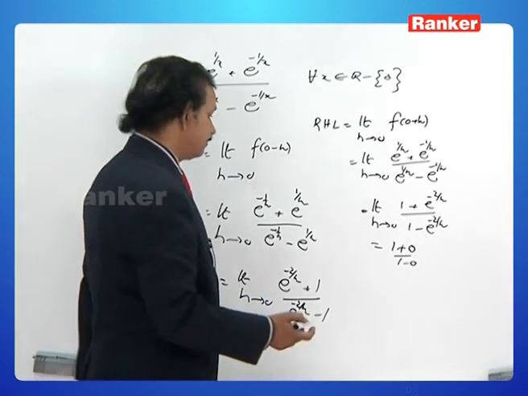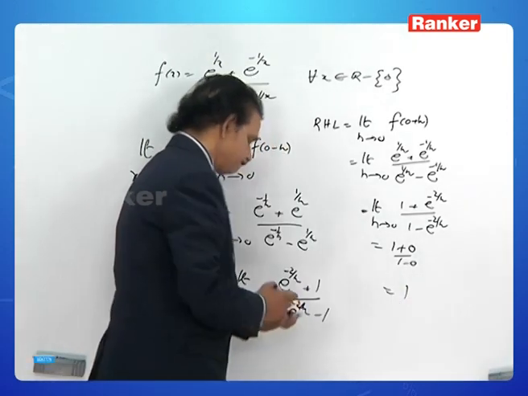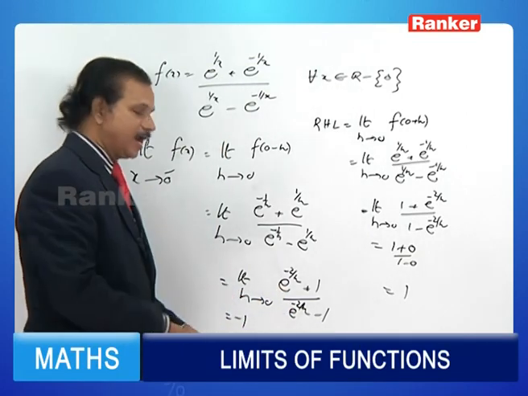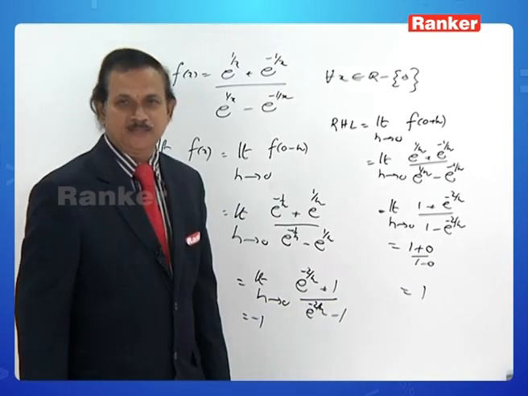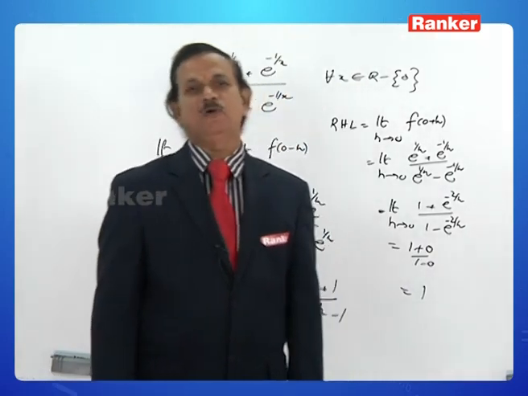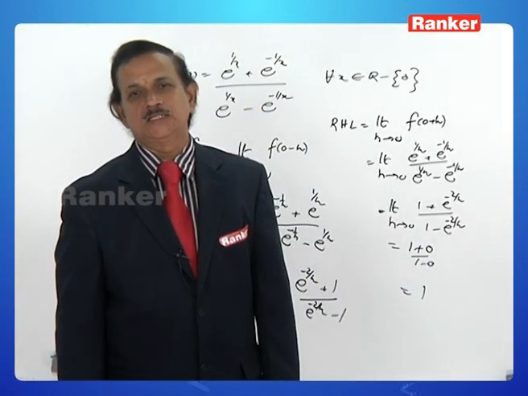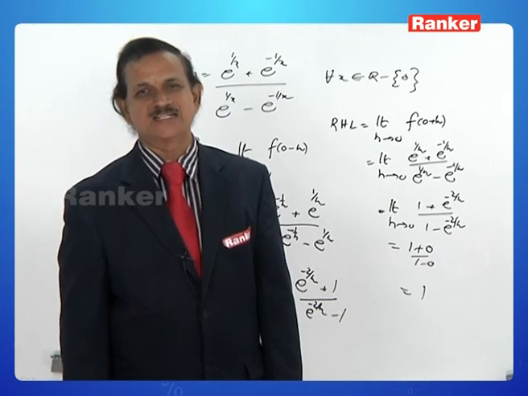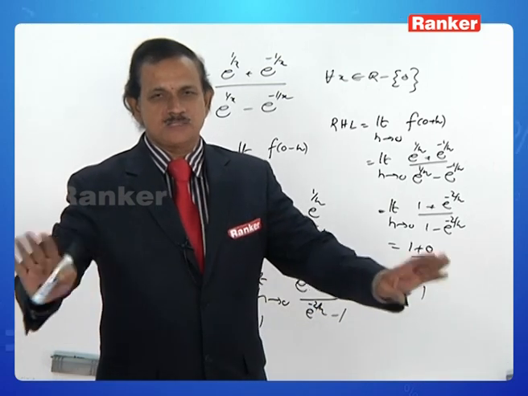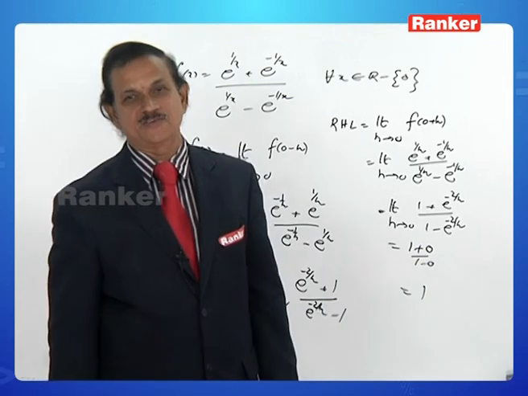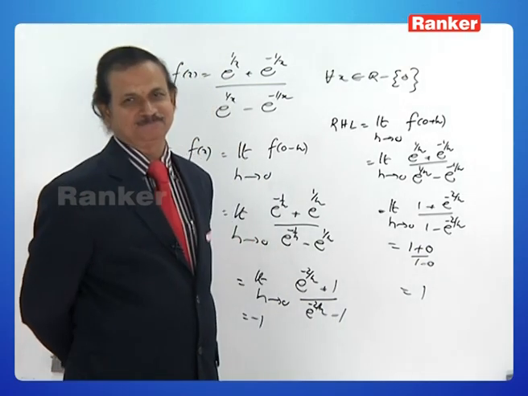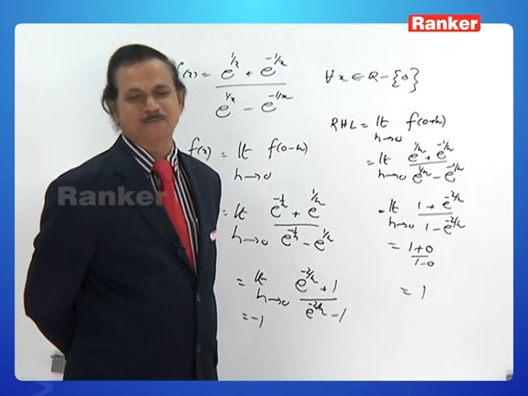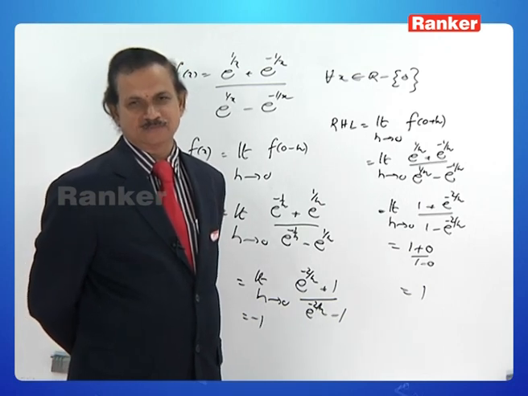What is 1 plus 0 by 1 minus 0? 1. But could you notice? Left hand limit is -1, right hand limit is +1. Clearly they are not equal. Therefore, we conclude that this limit of f of x as x tends to 0 does not exist at all, according to our belief or a strong notion. So the limit does not exist.